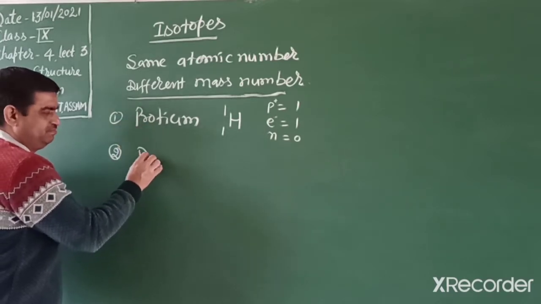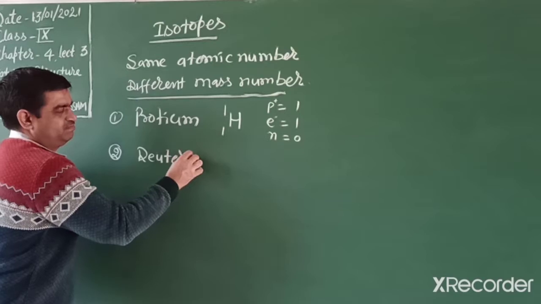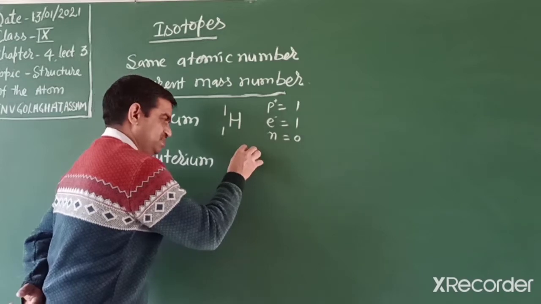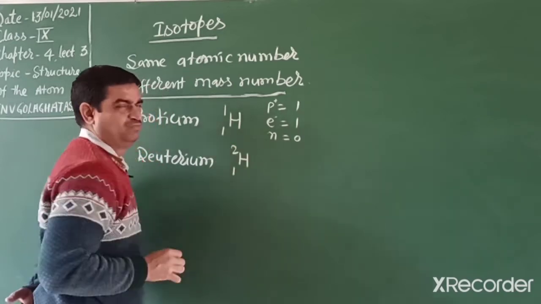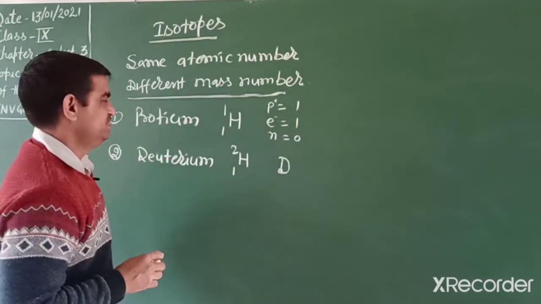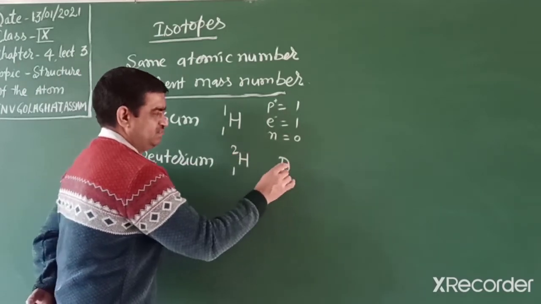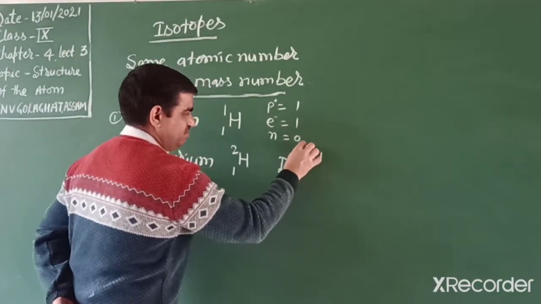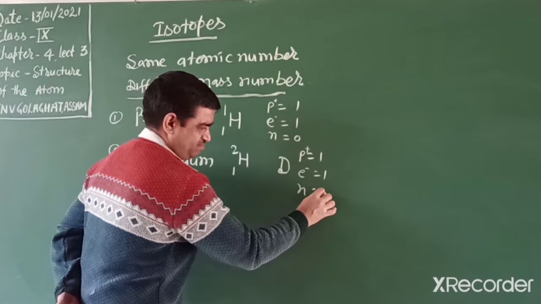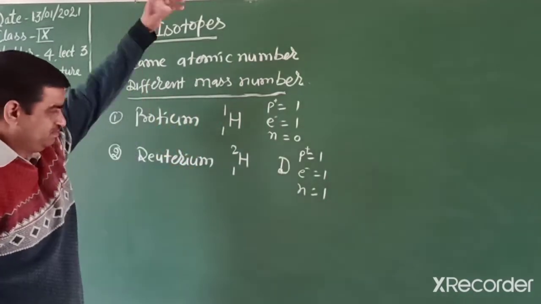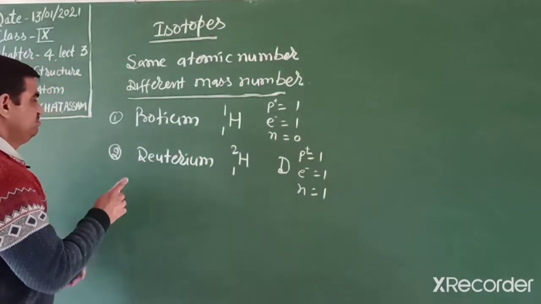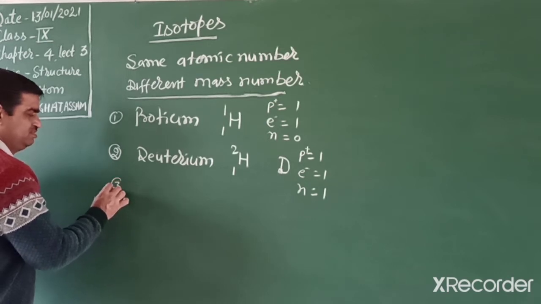Another hydrogen isotope is known as deuterium. It is also represented like this, capital H, with atomic number 1 and mass number 2. Generally its symbol is represented by capital D, meaning deuterium. So this hydrogen has 1 proton, 1 electron and 1 neutron. Students, this hydrogen is found in heavy water. The third isotope is tritium.